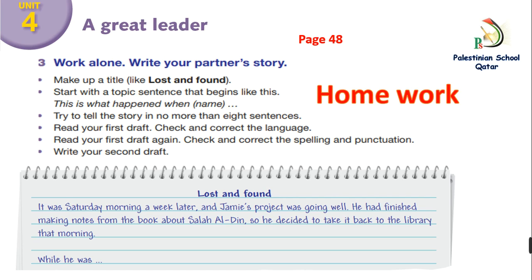Read your first draft. Check and correct the language. Read your first draft again. Check and correct the spelling and punctuation. And write your second draft. And this is an example of how to write this exercise. Lost and found. It was Saturday morning. A week later, the James project was going well. He had finished making notes from the book about Salah ad-Din. So he decided to take it back to the library that morning. While he was, continue please the paragraph.